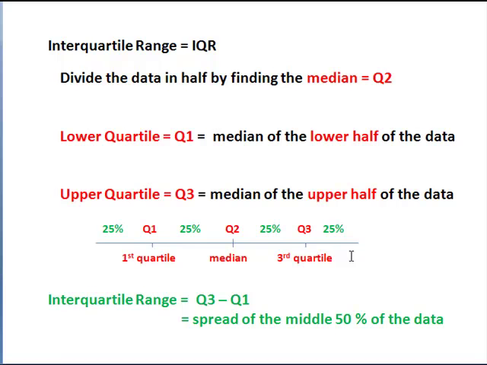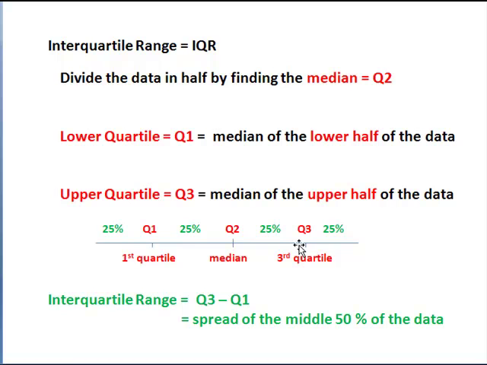We will call the median of the lower half the first quartile and give it the symbol Q1. We will call the median of the upper half the third quartile and give it the symbol Q3. So what we now have is three numbers, Q1, the median, and Q3, that split the data into four equal parts. That's why they're called quartiles. Next, we define the interquartile range as the difference between the third quartile and the first quartile.